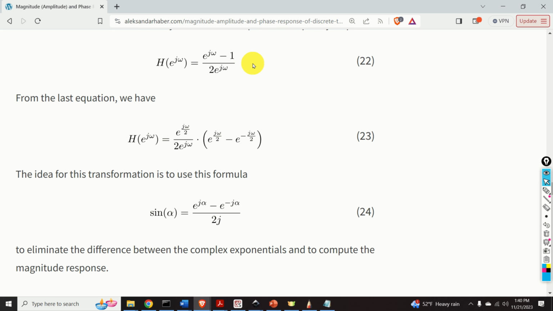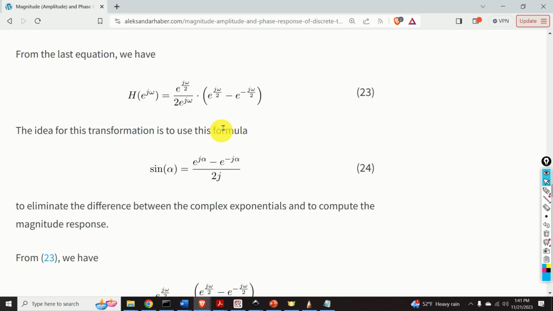To do that, I will use the following trick. I will represent this term over here like this, e to the power j omega over 2, multiplying everything over here. So what's the idea? The idea is to get rid of these complex exponentials by using this classical formula. That is, I know that the difference of complex exponentials that look like this is actually sine of alpha. Well, alpha is the angle in radians. In my case, alpha is actually omega over 2. You can see it over here.